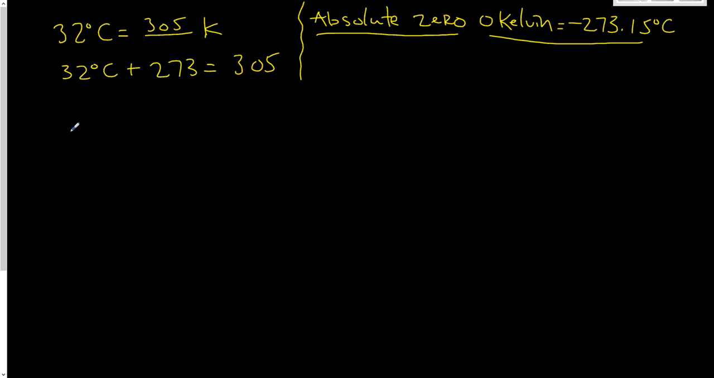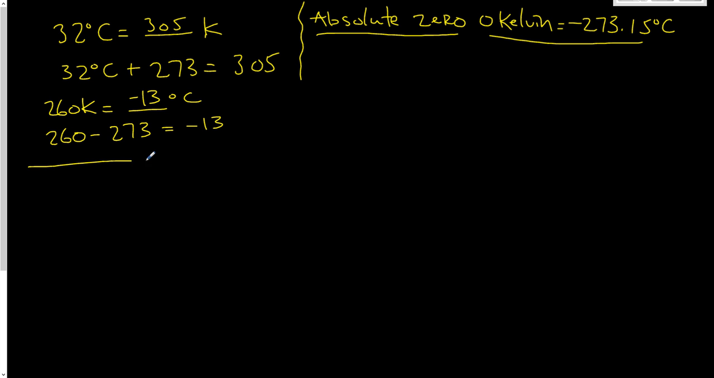Now let's go for a temperature in Kelvin. Let's say we have 260 Kelvin and we want to get that into Celsius. We're simply going to take 260 and subtract 273, and that's going to give us negative 13. Therefore, we have a temperature of negative 13, or minus 13, degrees Celsius.